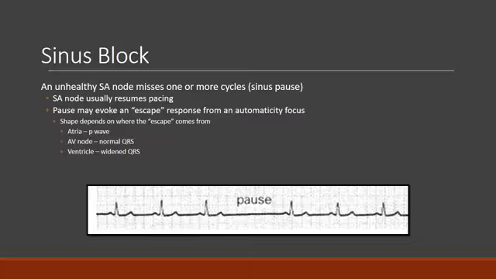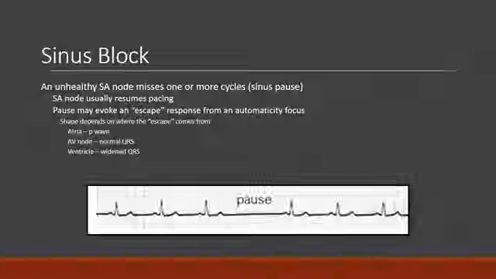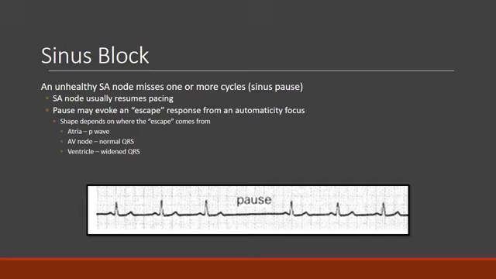And while we're waiting for the SA node to restart, that pause may give an opportunity, because of the lack of automaticity overdrive, for an alternative site to kick in. And so we may see a PQRST wave that looks different than the other ones, and that tells us that the SA node stopped and then somewhere else in the atria picked back up. Or we may see a wave that just has a normal QRS but no P wave, which in that case is originating from the AV node.